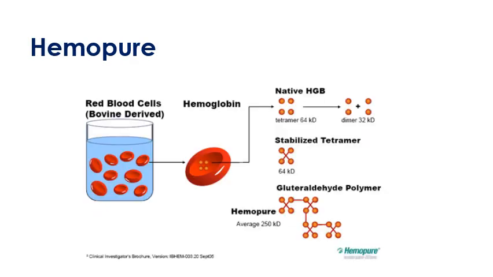So the last thing I want to discuss in this lecture is Hemopure, which can be used as an alternative for blood donations. Hemopure is a bovine-derived hemoglobin molecule that has been stabilized with a glutaraldehyde polymer. So it's a stabilized hemoglobin molecule.